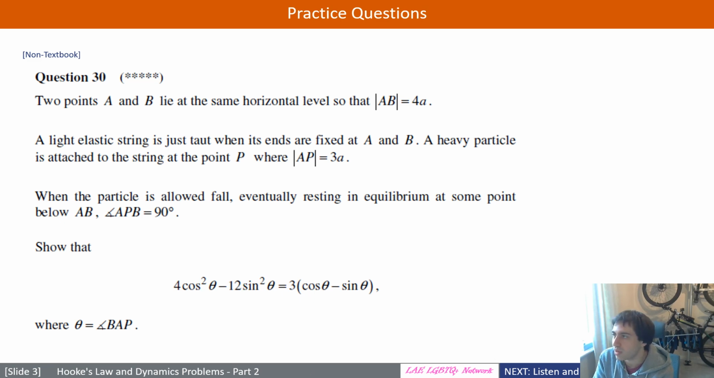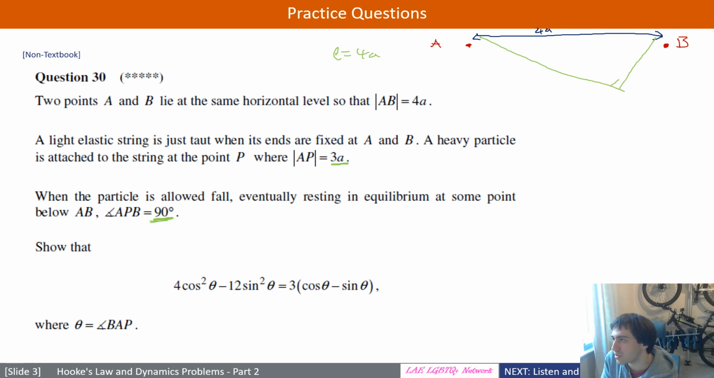Okay, and if you want the help, here's the situation we're drawing. We've got our 2 points A and B. They are 4A apart. You've got an elastic string, let's do it in green. It's taut, just taut when its ends are fixed at A and B, so its natural length is 4A. And at 3A, we've attached an object and it's going to be at a 90-degree angle when the particle rests in equilibrium. So if I try and just draw that as accurately as I can, that'll have to do.